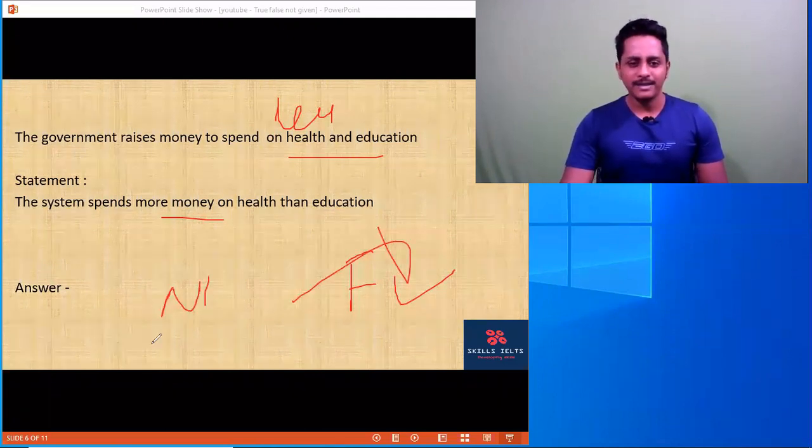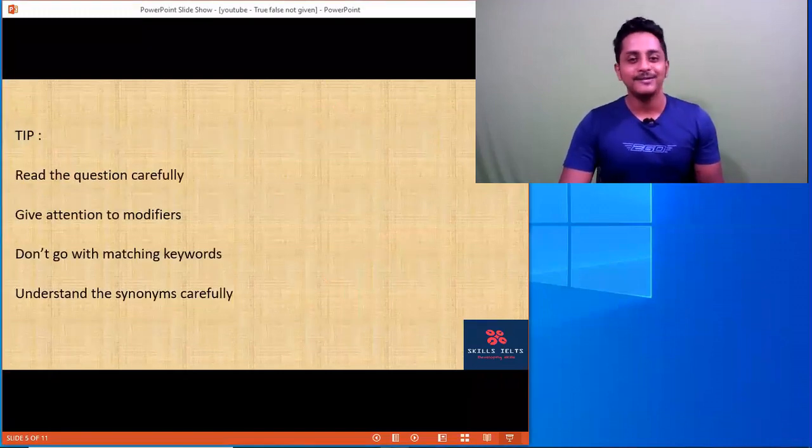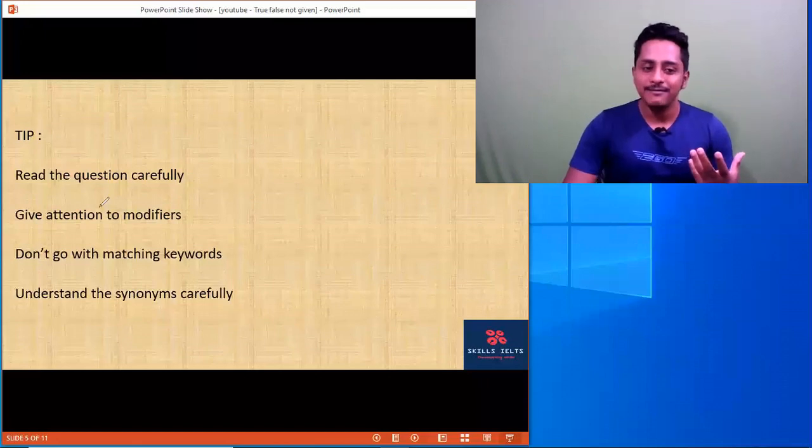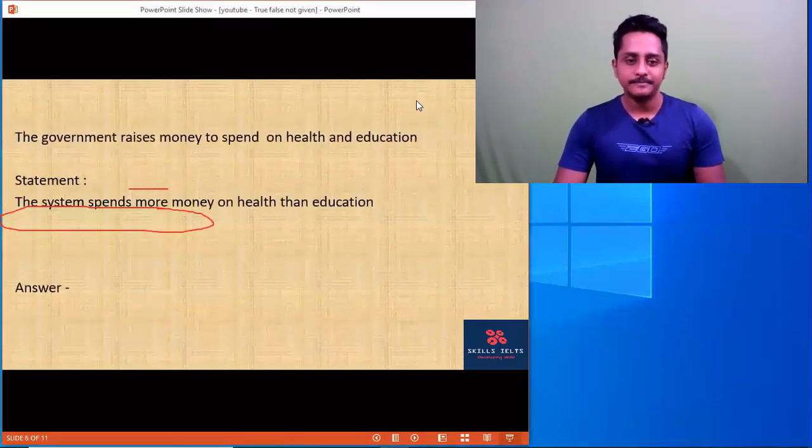All right, before we begin, I've got a few tips. So read the question carefully. Yes, you have to read the question carefully. Carefully is what? Give attention to modifiers. What do you mean by modifiers here?